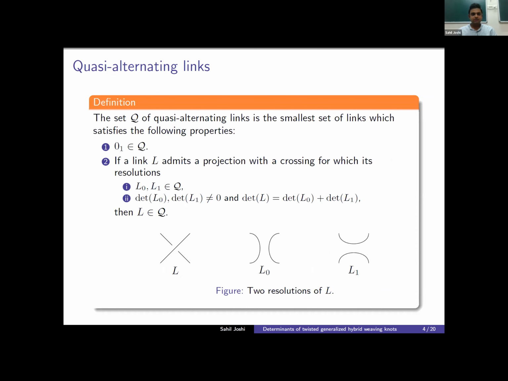Another interesting family is the quasi alternating links. It is the smallest set of links which satisfy the following property. The trivial knot is in this family, and this family is closed in the following sense. If I take any link L which has a projection with a crossing, such that if I resolve the link at this crossing, both its resolutions are in Q, their determinants are positive, and the determinant of L is the sum of the determinants of its resolutions, then L should be in Q. So this is another interesting family.